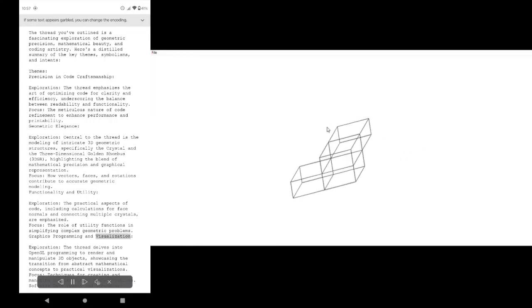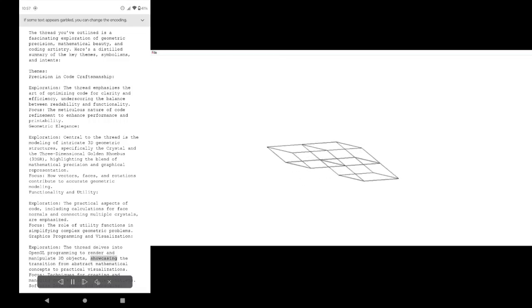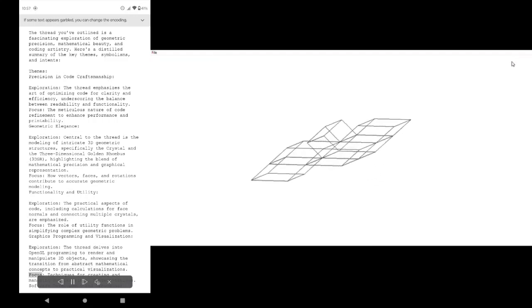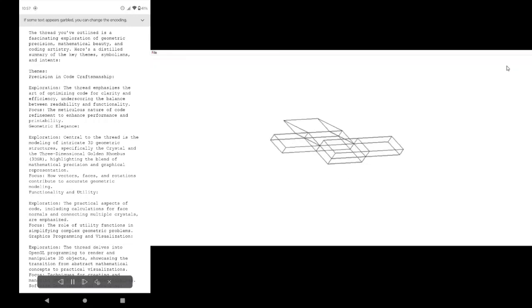Graphics programming and visualization. Exploration: the thread delves into OpenGL programming to render and manipulate 3D objects, showcasing the transition from abstract mathematical concepts to practical visualizations. Focus: techniques for creating and managing complex visual representations.